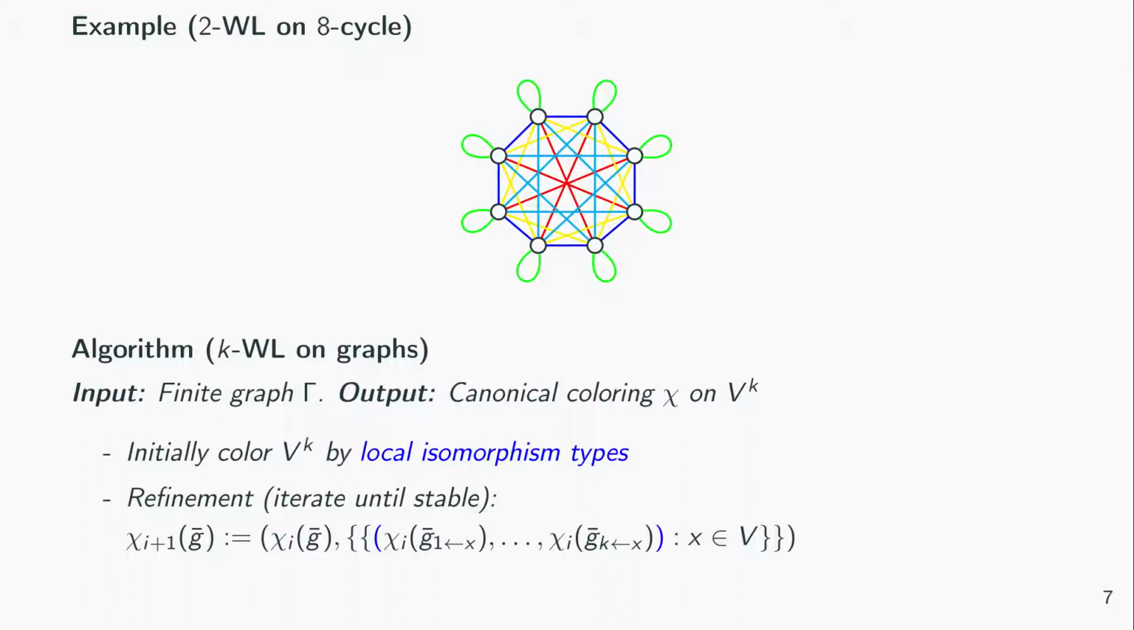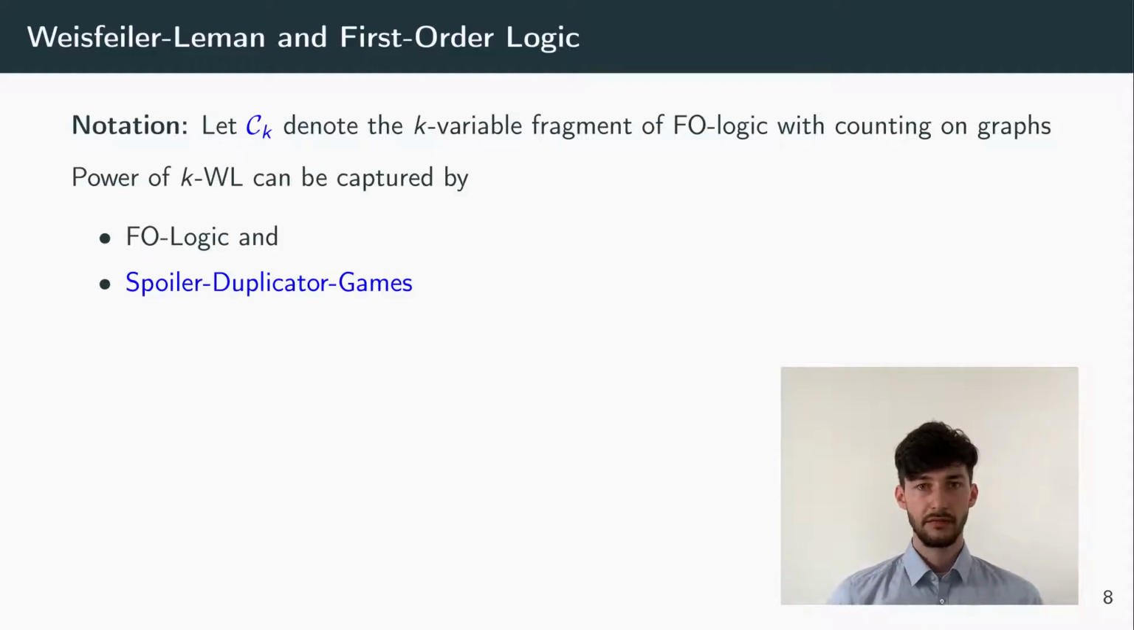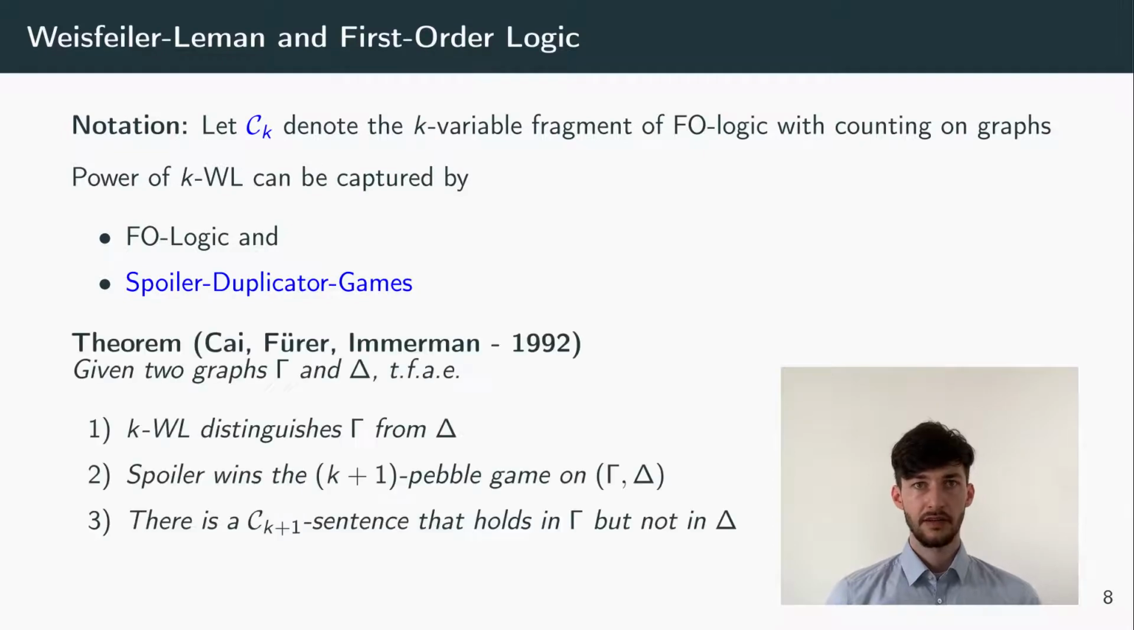So let us look at standard first order logic on graphs, but equipped with counting quantifiers. And then we denote the k variable fragment of this logic by C^k. And now the power of Weisfeiler-Leman refinement can be captured by this logic and also by an Ehrenfeucht-Fraïssé type spoiler-duplicator game. So the theorem by Cai, Fürer and Immerman here is that two graphs are distinguished by k-WL if and only if spoiler wins the k+1 pebble game on these two graphs, and if and only if there's a C^(k+1) sentence distinguishing these graphs.